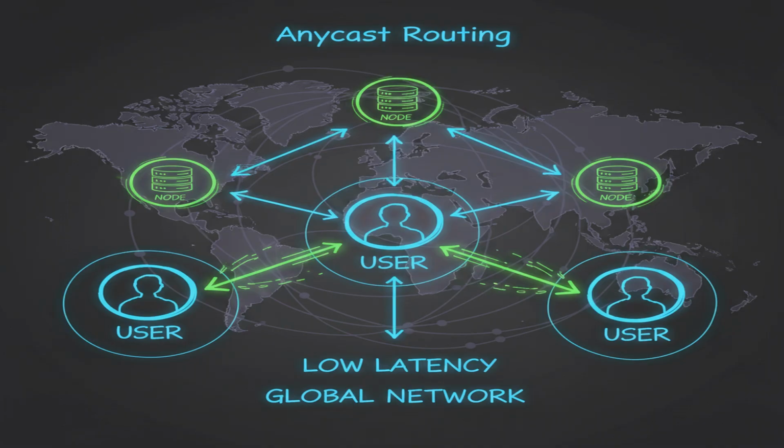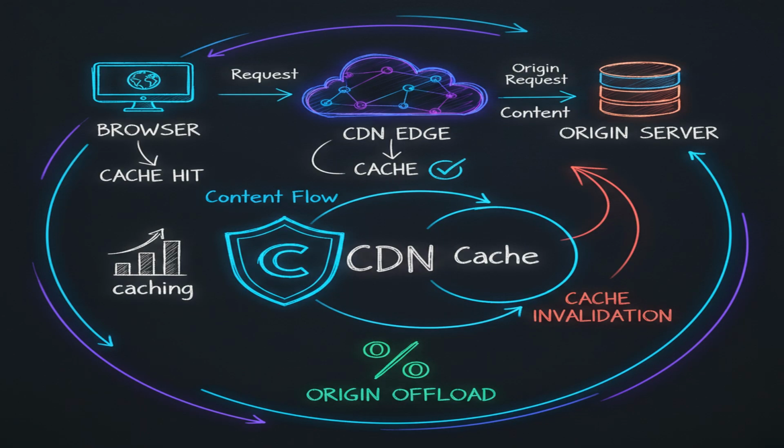Building upon the edge node's content retrieval, efficient routing is paramount. Anycast routing ensures users are directed to the nearest available edge node. This minimizes latency and improves the overall user experience, reducing average load times by 30%. Now let's explore caching strategies.